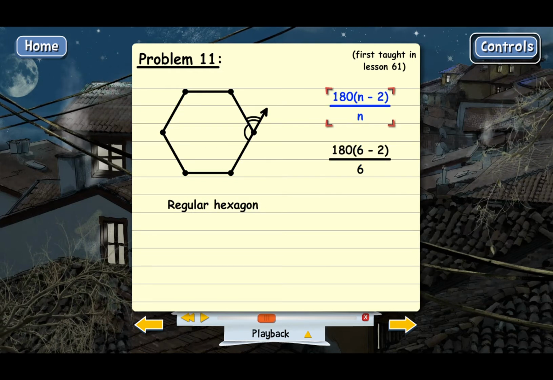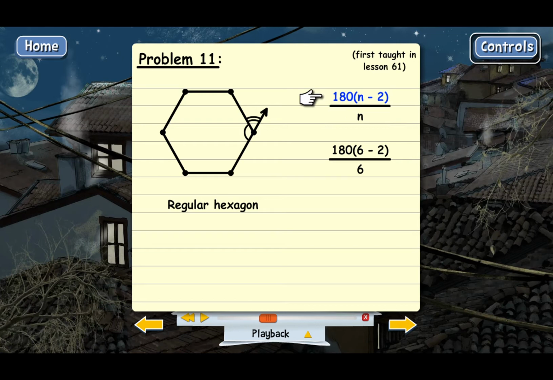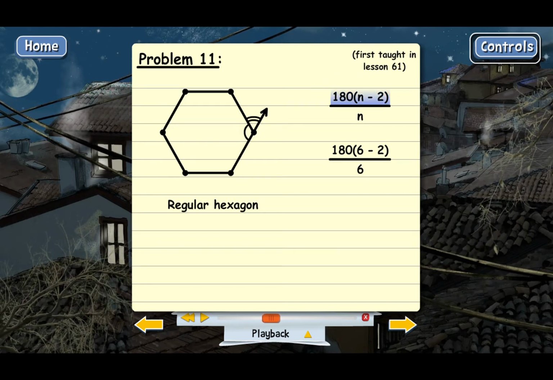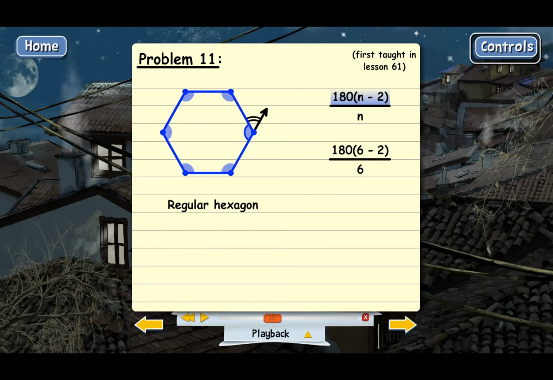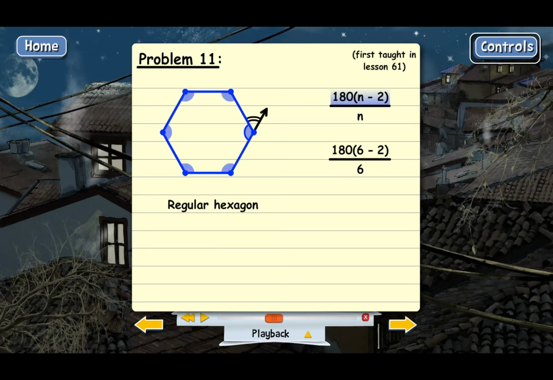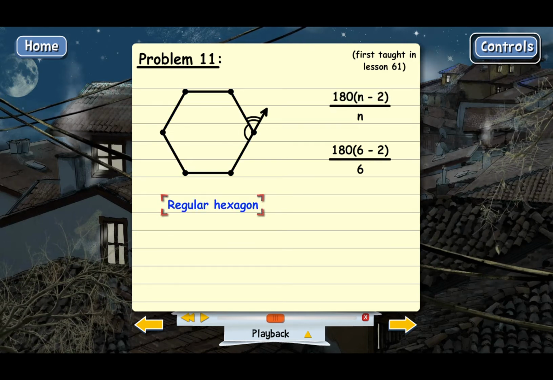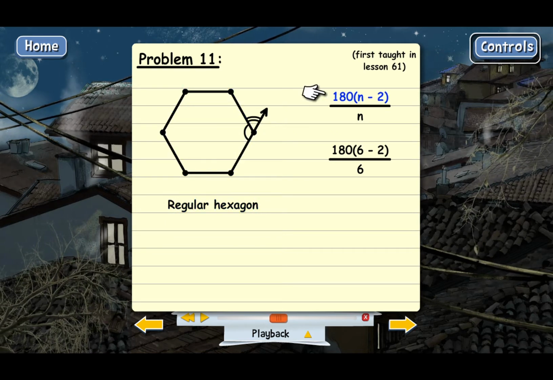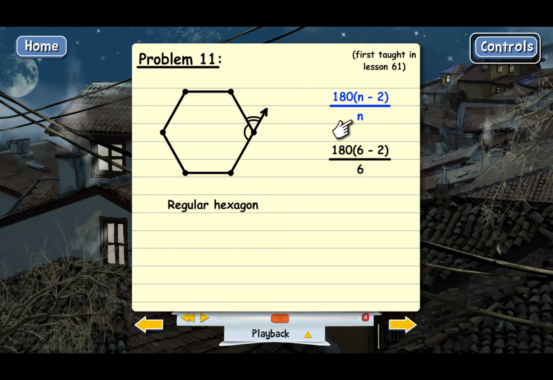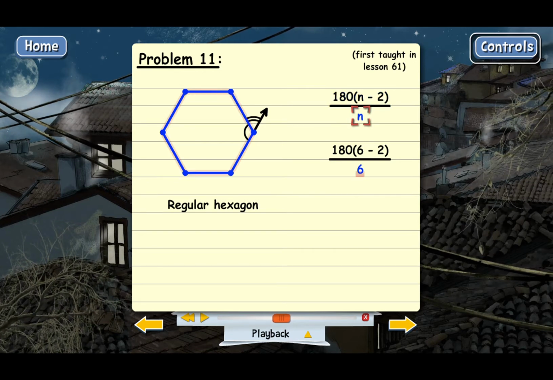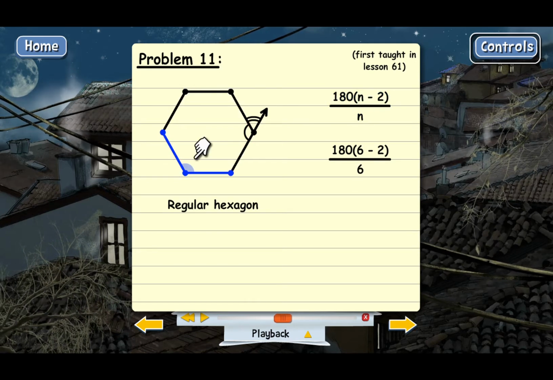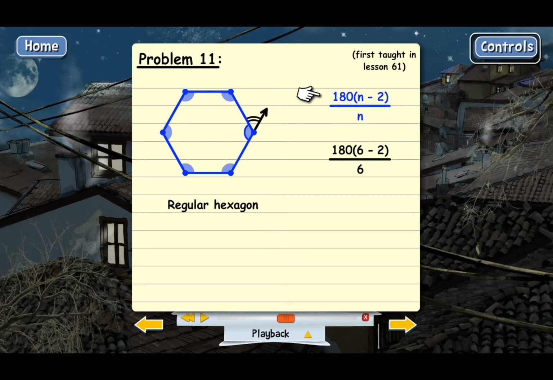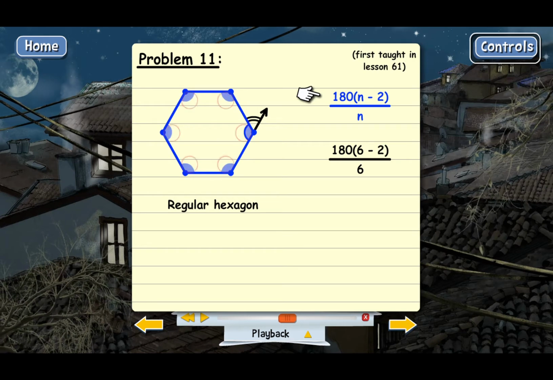And you can see why this works if you think about it, because the top of the fraction, 180 times the quantity n minus 2, that's the way we calculate the sum of all of these angles on the inside. And then for a regular hexagon, all the angles are equal, so all we're doing is calculating the total of all the angles and then dividing by the number of angles, because the number of sides, 6, is the same as the number of angles. See, 1, 2, 3, 4, 5, 6 angles too. And so that will give us the measure of each of the angles individually.